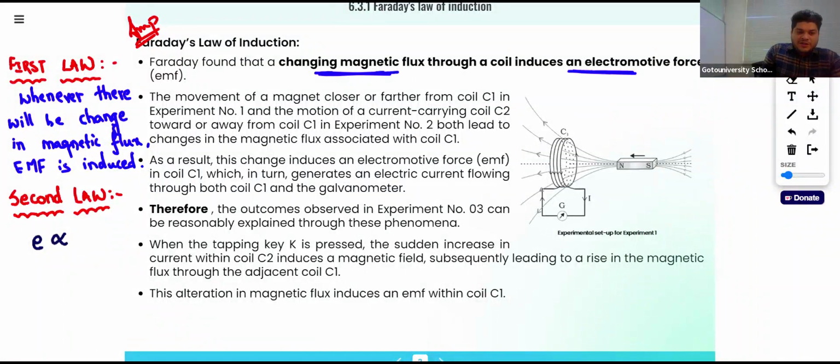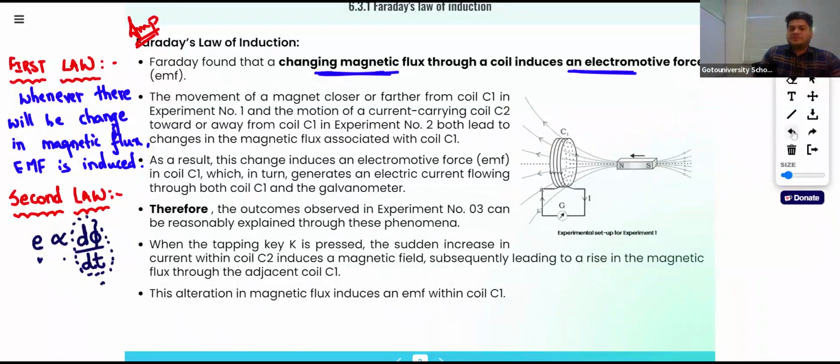You know what this is? This is phi. You know what d by dt is? What is the meaning of d by dt? Change with respect to time. We can name this part as rate of change of flux. If you remember this, you will remember the statement. The second law states that electromotive force is directly proportional to rate of change of magnetic flux.